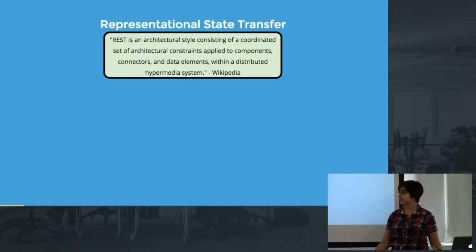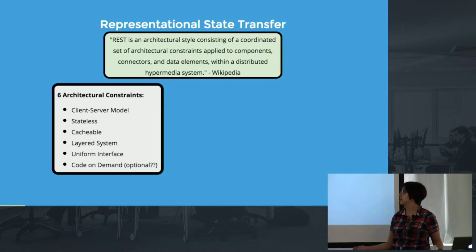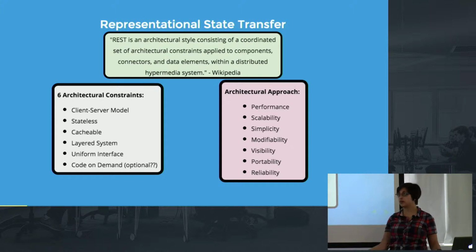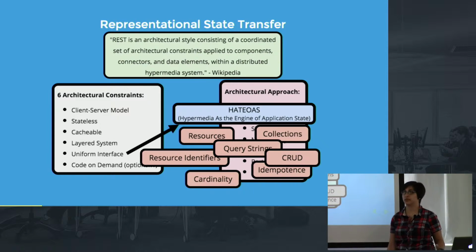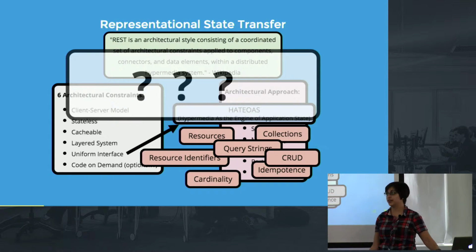So then you might look into it further and discover that there are actually 6 constraints and a few architectural approaches that are part of the REST philosophy. And then while doing that, you'd realize that there's a lot of vocabulary, and you would probably get pretty confused by now. So I have a radical idea.